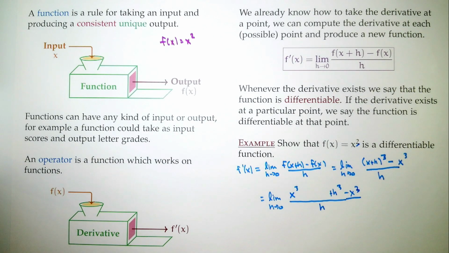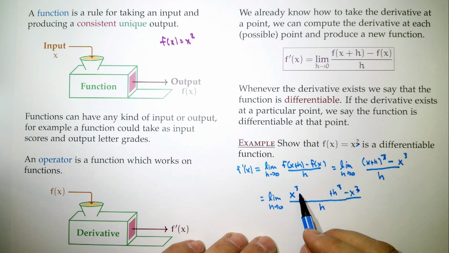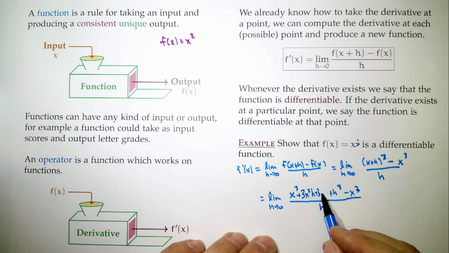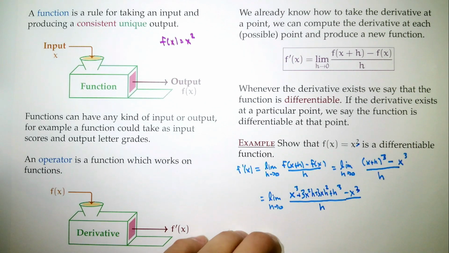So if you were to do x plus h cubed, you can either work it out, or you could say, I paid attention in algebra. That's 3x squared h plus 3x h squared plus h cubed. That's what it turns out to be. So you may have heard something called binomial expansion, binomial theorem, and that's how you get these things.